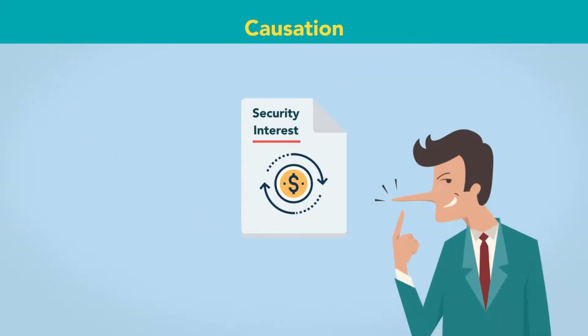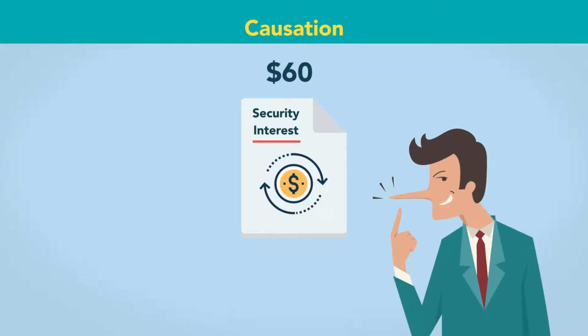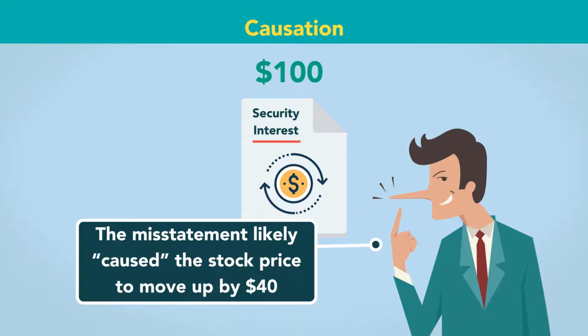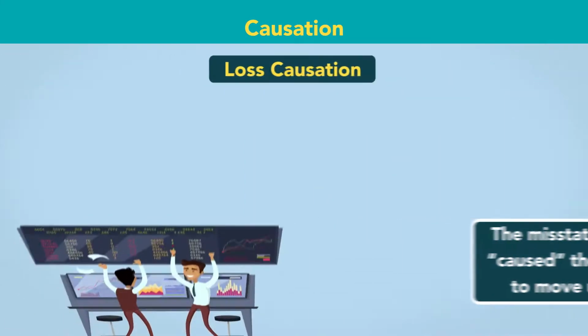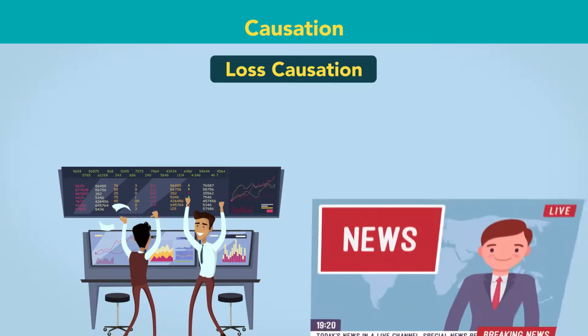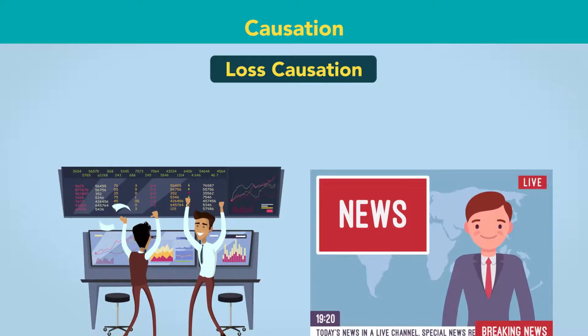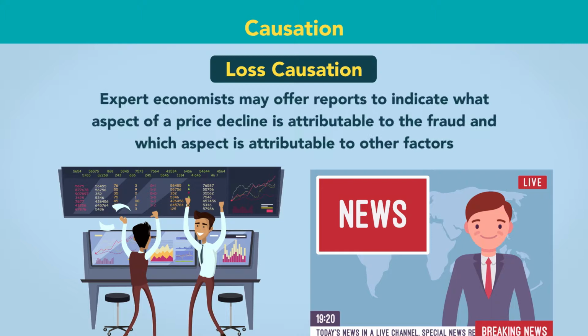Consider a company that exaggerates its revenues, leading the stock price to rise from $60 per share to $100 per share on a day when there was no other news about the company. This misstatement likely caused the stock price to move up by $40. Loss causation gets tricky when there are multiple economic factors or news factors that may have contributed to a price decline. Expert economists may offer reports to indicate what aspect of a price decline is attributable to the fraud and what aspect is attributable to other factors.